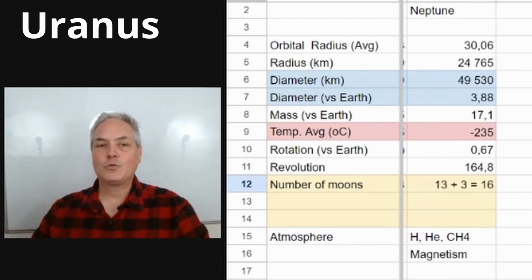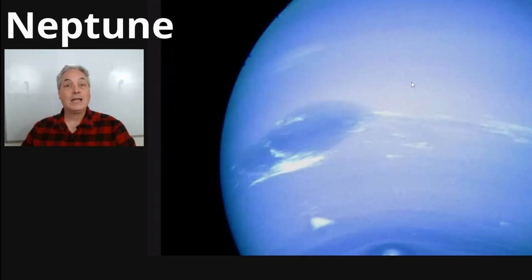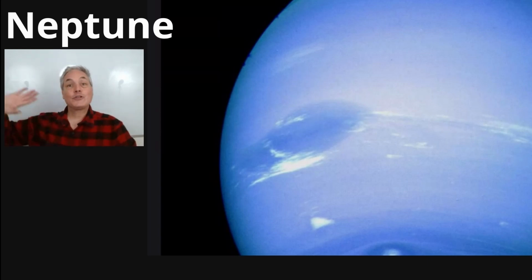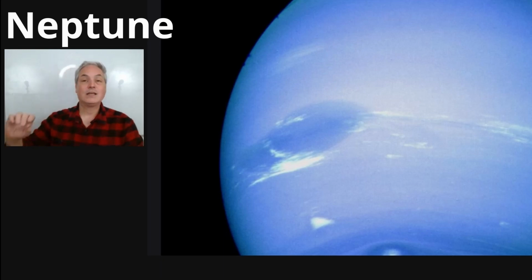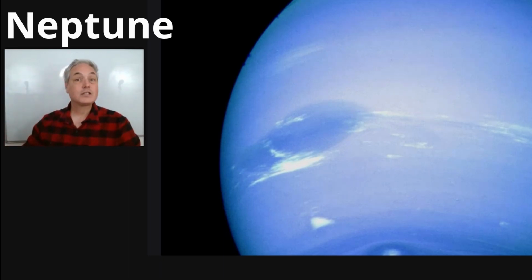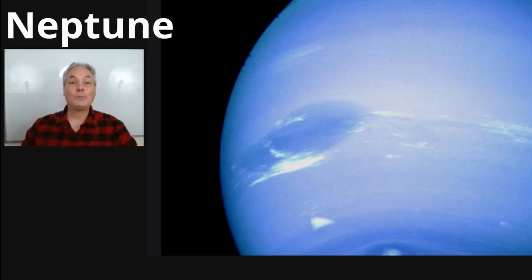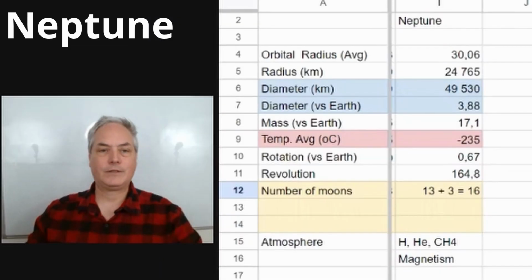The last one we have is Neptune. Neptune is the furthest planet from the Sun in our solar system. It is one of those blue ice giants here. It has a blue color because it's made of helium and hydrogen, but it also contains methane, and methane absorbs some of the red wavelengths, and more blue is coming to us. So let's see if we can learn more stats about Neptune.